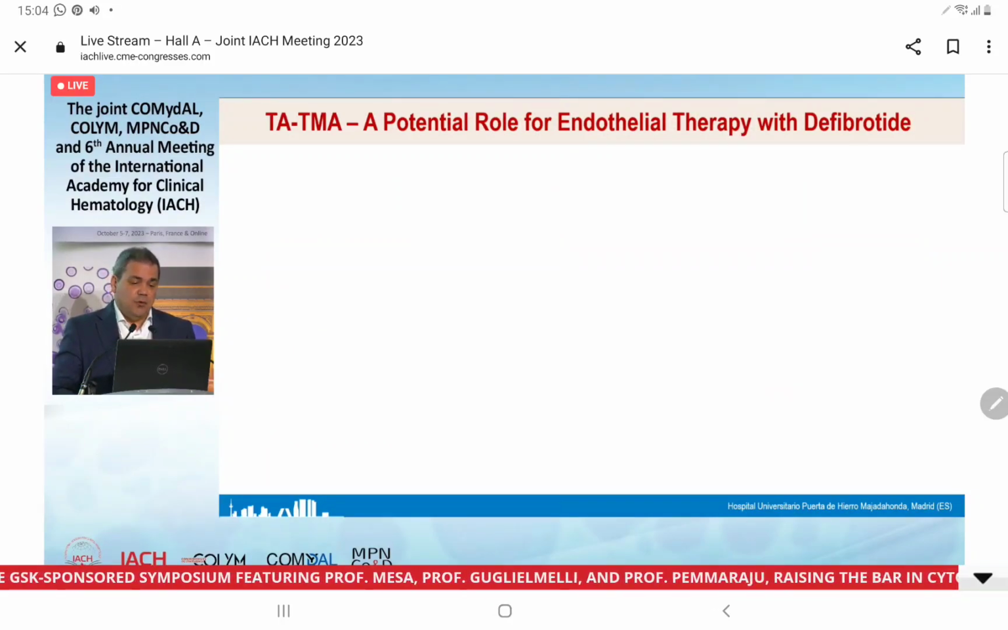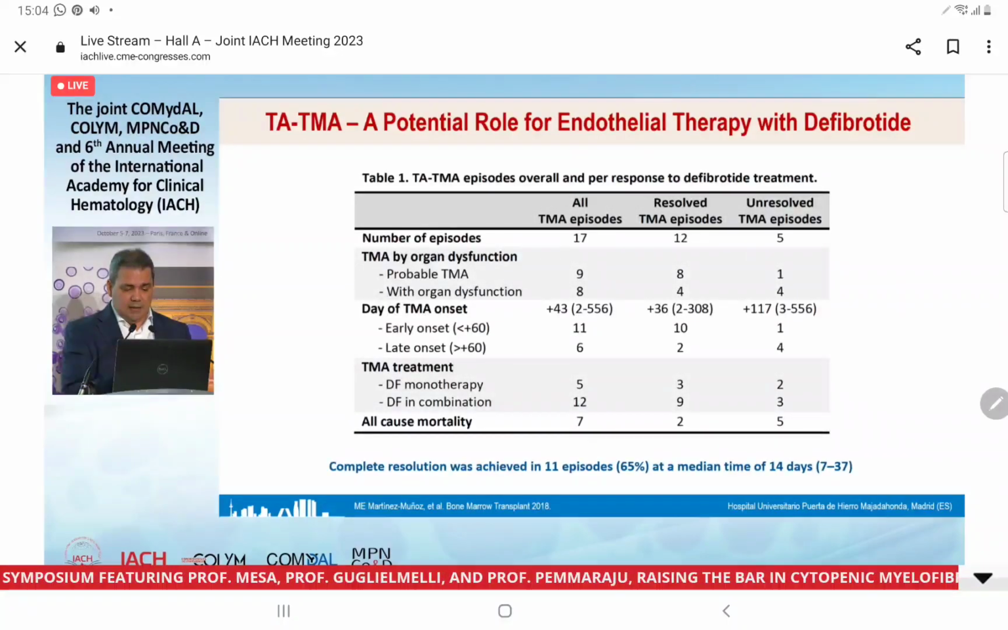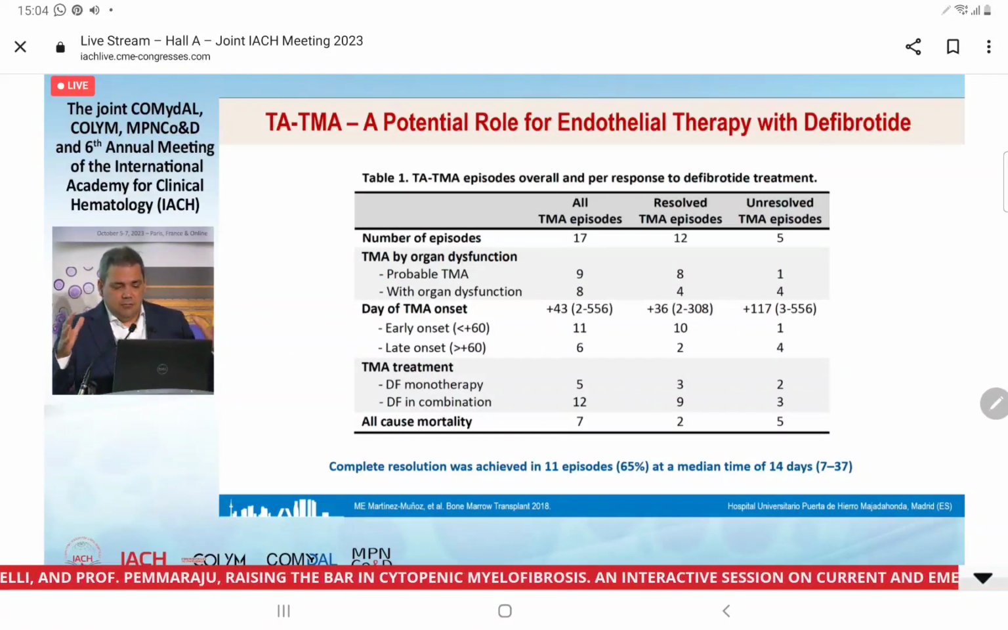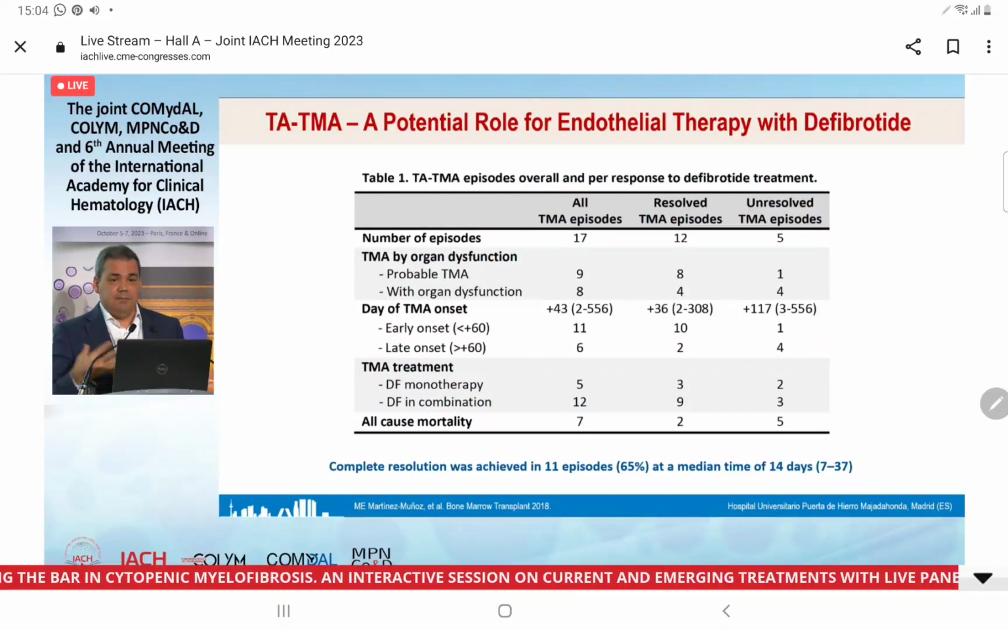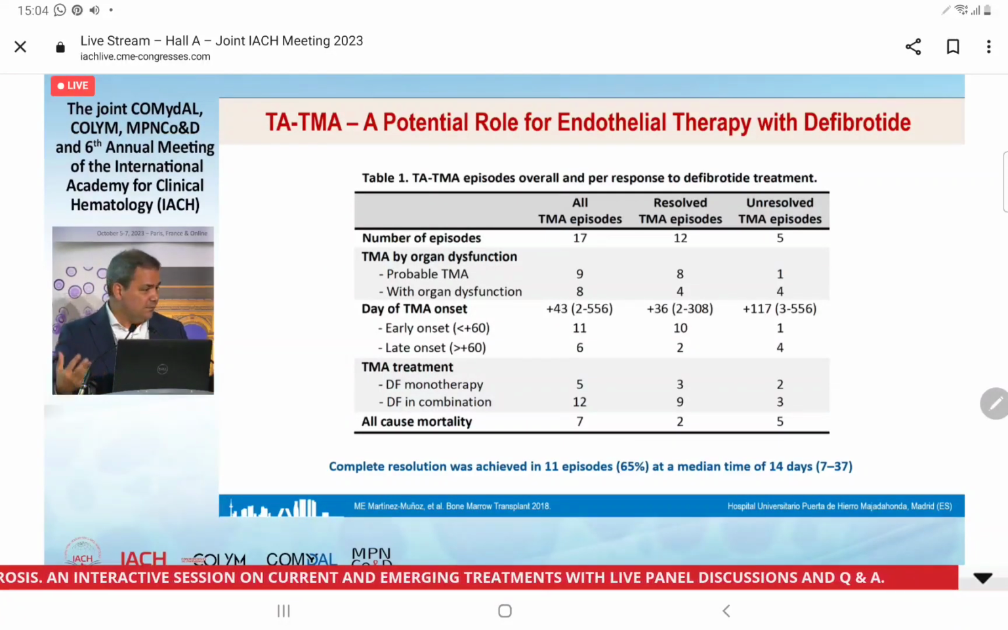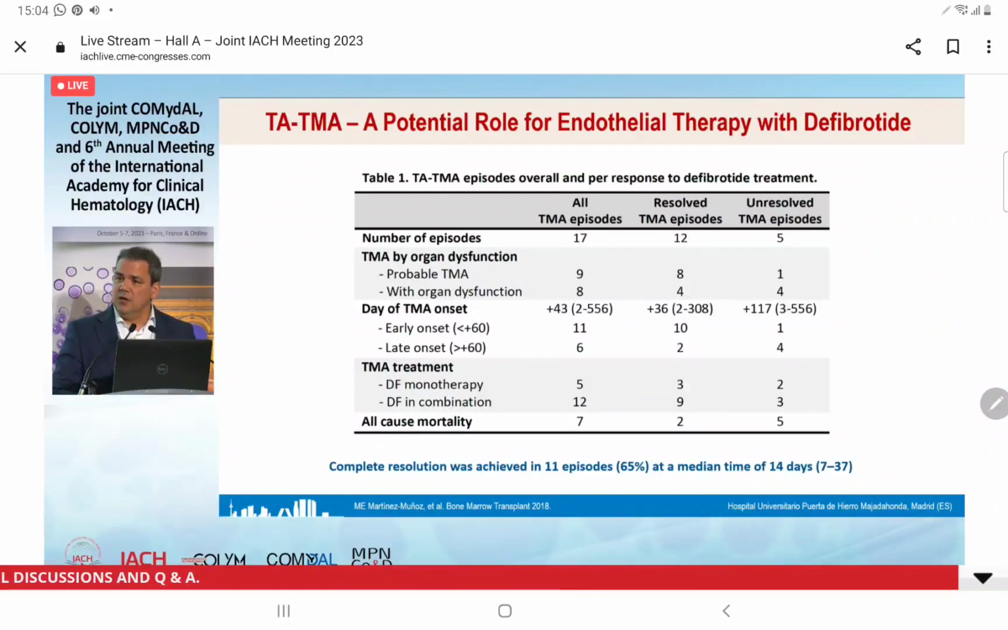First, there's a potential role for endothelial therapy with defibrotide. This is a study that one of the people from my team, Maria Martinez, published a few years ago, four or five years ago now, on a single-center series of 17 cases of TA-TMA treated with defibrotide, based on the availability of the drug, but also on endothelial dysfunction as a basis for these complications, with a response rate of two-thirds, 65%, in a median of 14 days. So that's experience that we gained. There are a few other studies, one of them from the EBMT Pediatric Diseases Working Party, with about the same numbers of patients. There's experience out there.